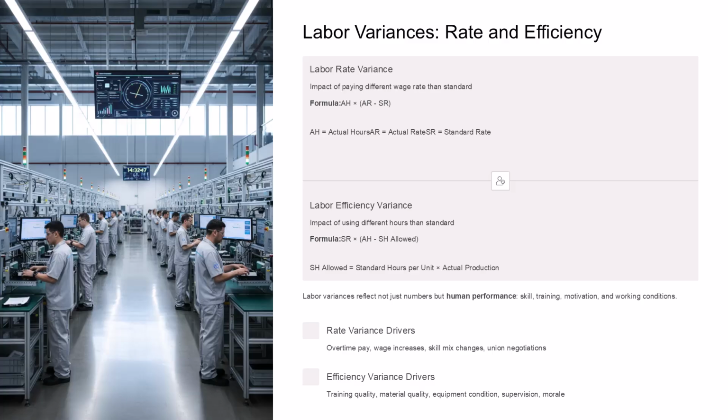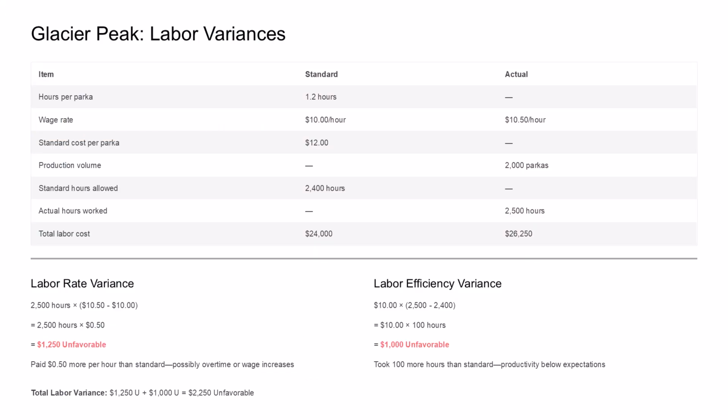Let's see this in action with Glacier Peak again, so the calculations become second nature. Glacier Peak labor variances, working through the numbers. Back to Glacier Peak Outfitters and their parka production. The standard labor requirement is 1.2 hours per parka at a standard wage rate of $10 per hour. That makes the standard labor cost per parka $12. For 2,000 parkas produced, the standard hours allowed would be 1.2 hours times 2,000 parkas equals 2,400 standard hours. That's the baseline, what labor should have taken if everything went according to plan.